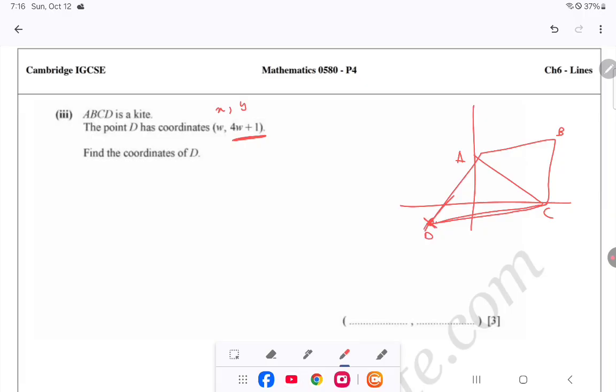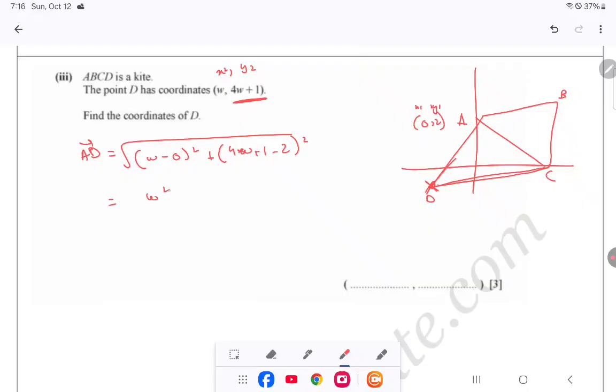Now A is given (0, 2). Put in the distance formula for AD: square root of x2 minus x1 squared plus y2 minus y1 squared. This is our x2, this is our y2. This is our x1, this is our y1. Solve it further. w squared plus 4w minus 1.